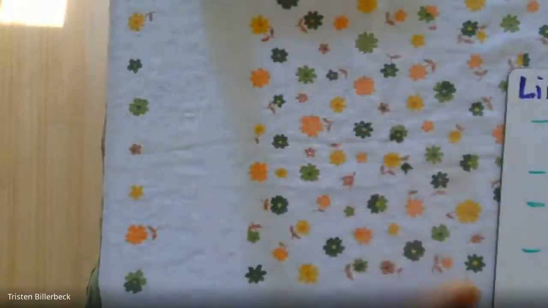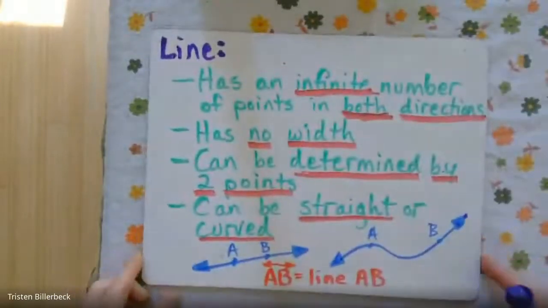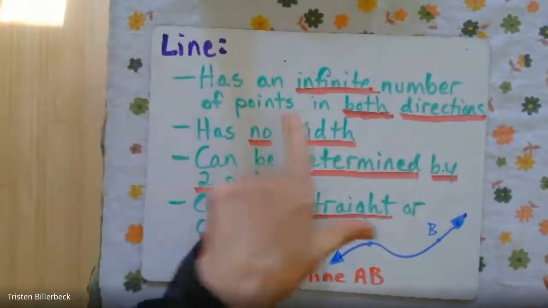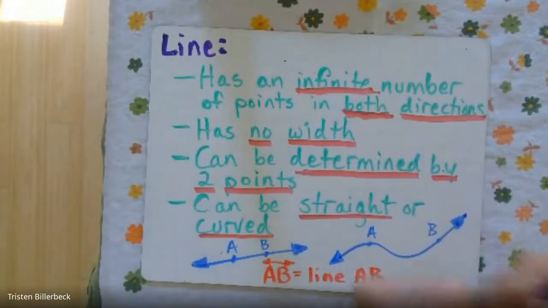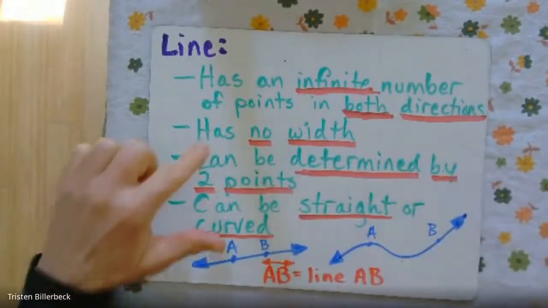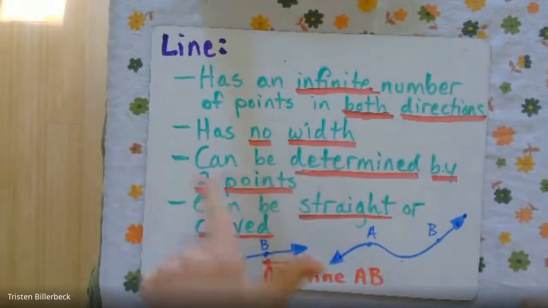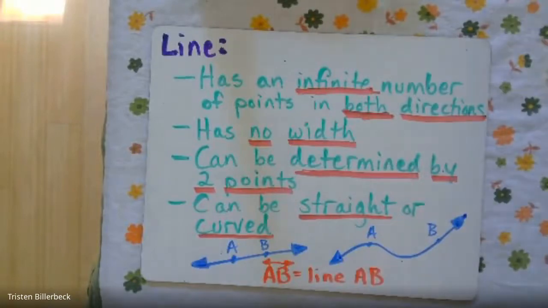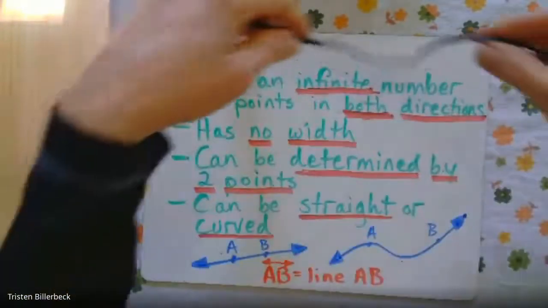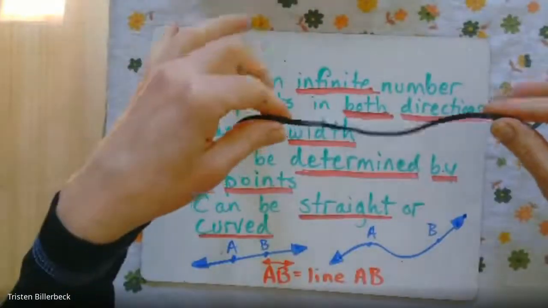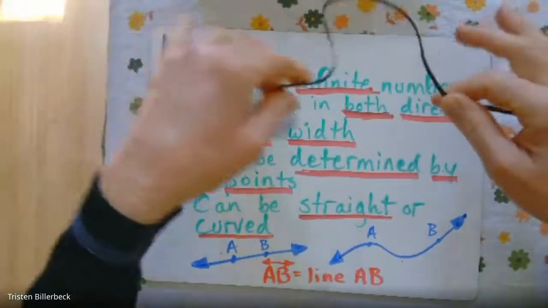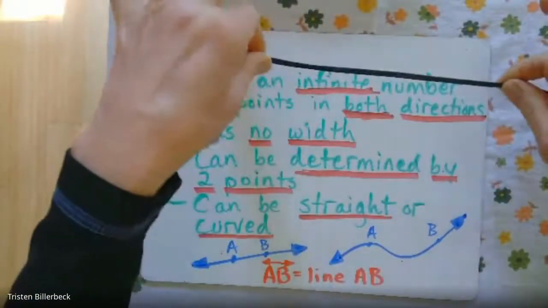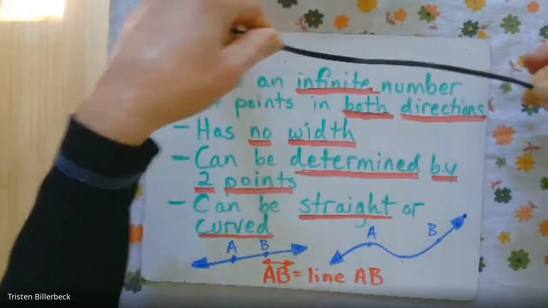All right, let's talk about a line. So a line has an infinite number of points in both directions, goes both ways. It has no width and can be determined by 2 points. If we have something floppy like this, we just have to hold it in 2 points to make it a straight line.